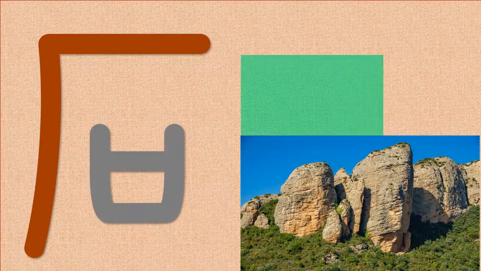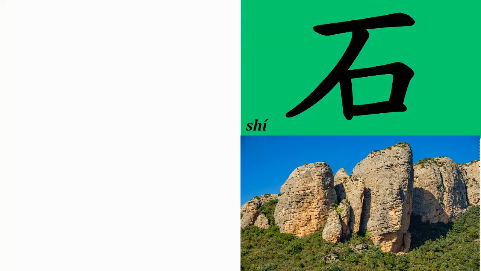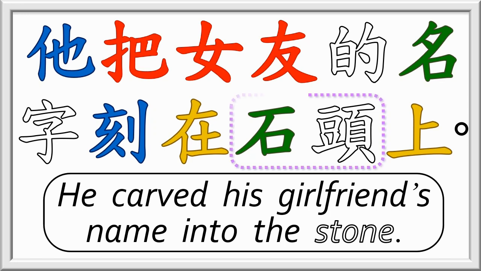Before introducing the next character with the P phonetic, we need to learn another basic pictogram, the character for stone, pronounced second tone, shi. It's the drawing of a boulder at the bottom of a cliff. The general term for stone is a combination of shi with unstressed tou to create an instantly recognizable noun, 石头。他把女友的名字刻在石头上。He carved his girlfriend's name into the stone.